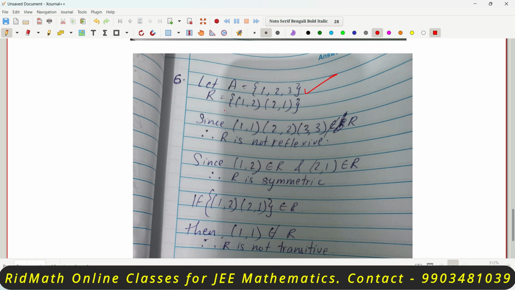So it is clear that R is symmetric because (a, b) and (b, a) are in R. But (1, 1), (2, 2), (3, 3), none of these belongs to R. That means R is not reflexive.